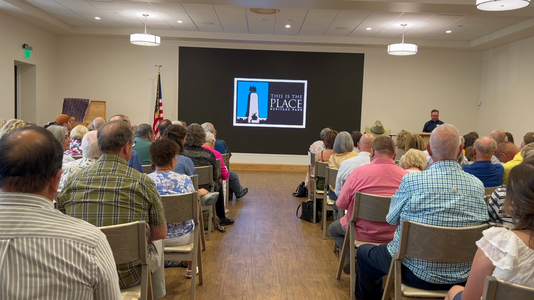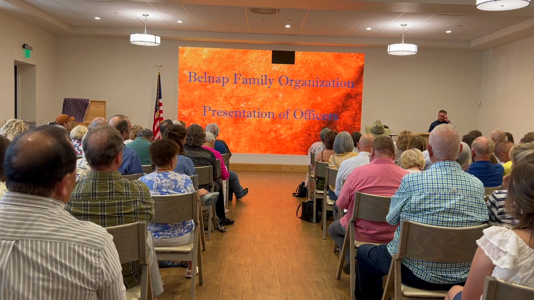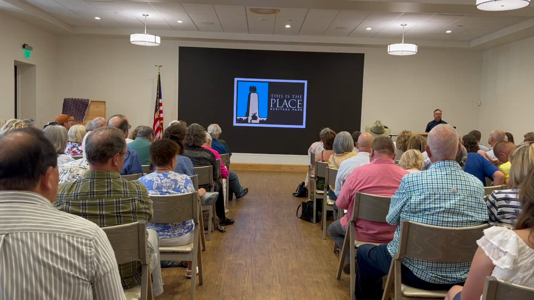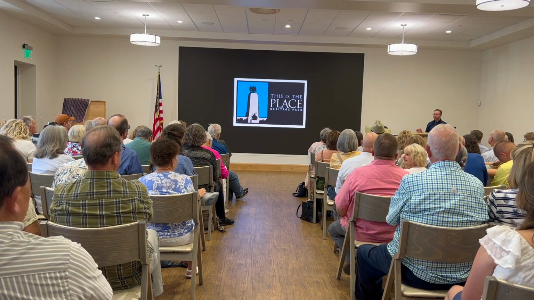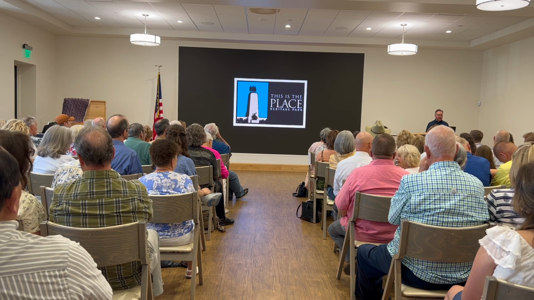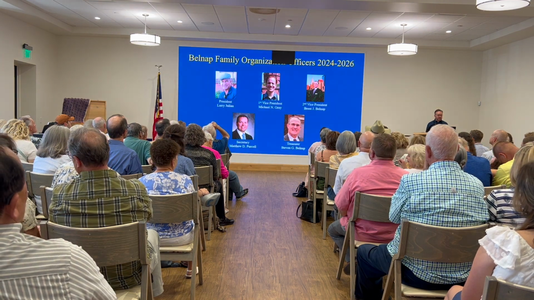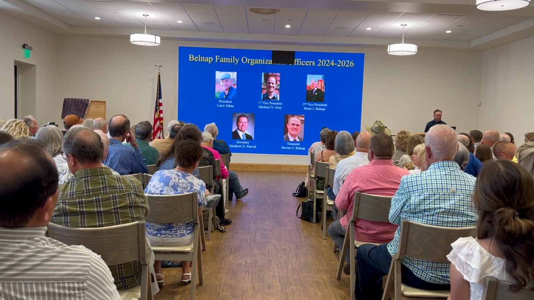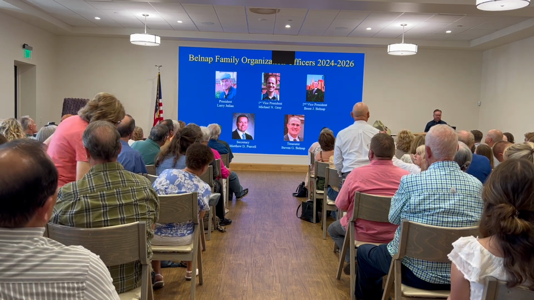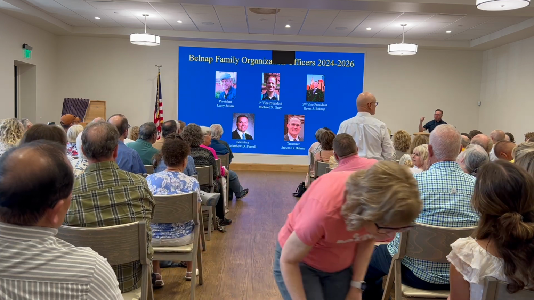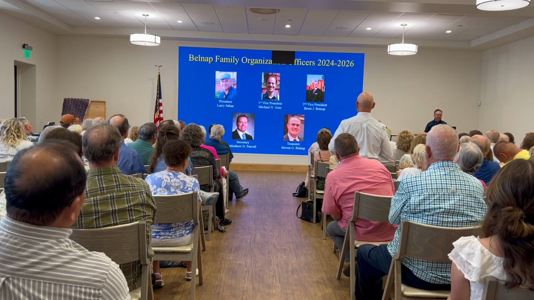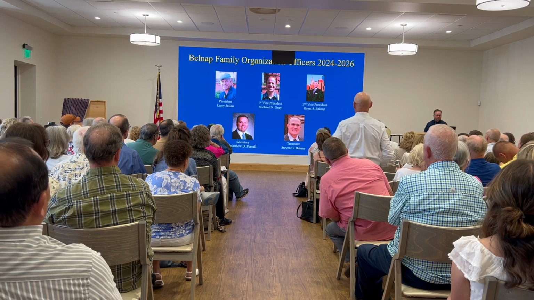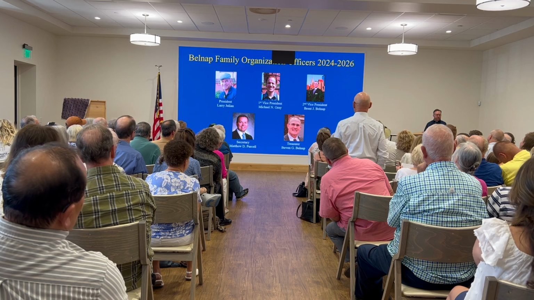I've also been tasked with presenting the next term of Belnap Family Organization officers. This is for the term of 2024 to 2026. It's proposed that Larry Julian is going to be the president, Michael Gray is first vice president, so that person will become the next president. Second vice president, Brent Belnap, that's a stationary position, myself as secretary, and Steve Belnap as treasurer.